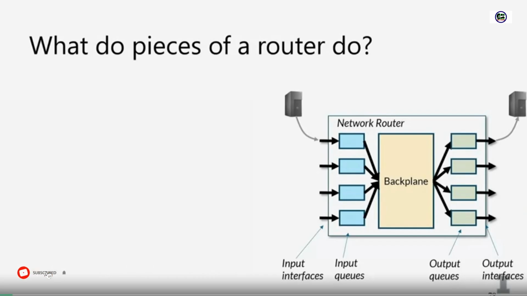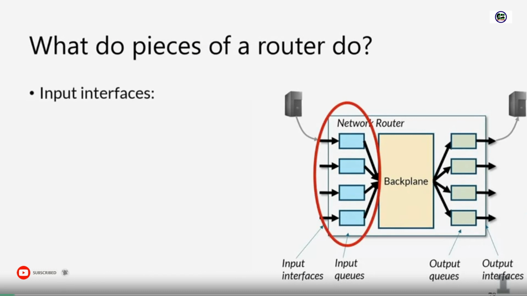Okay, so next, let's get inside a router and understand the pieces of it a little bit more. There's all these pieces that we've been talking about: input interfaces, output queues, and all these different things. But what do they actually do? What are their functions? Well, let's start talking about input interfaces first.